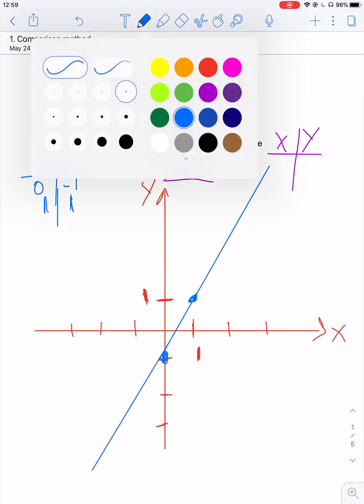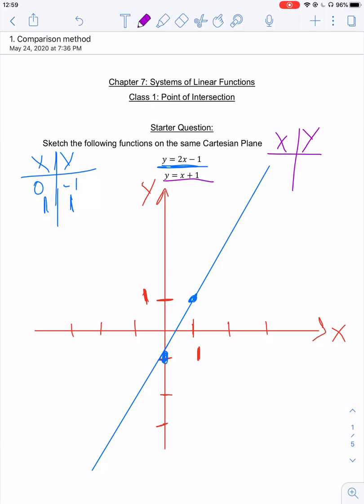Now let's graph the function in purple. The y-intercept is 1. That means when my x value is 0, my y value is 1, because that's the definition of y-intercept. And when x is 1, my function will be at 2.